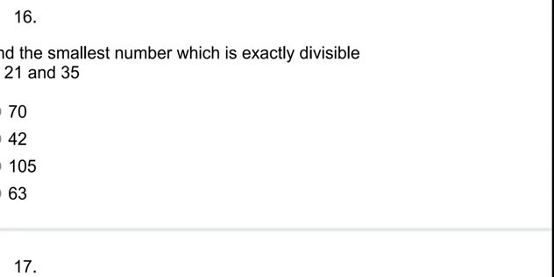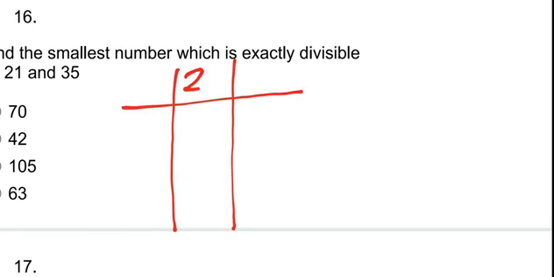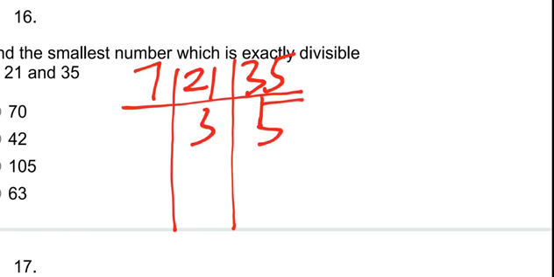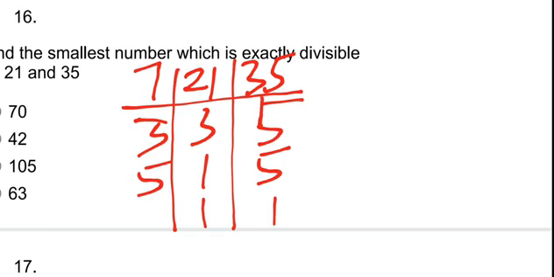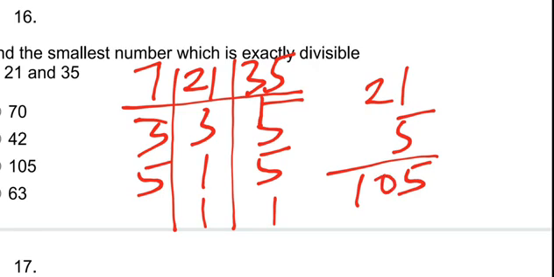Now for 16, find the smallest number which is exactly divisible by 21 and 35. They are indirectly asking you, this is another way of asking, find the LCM of this number and this number. So you just find it, 21 and 35. 7 can go, 3, 5. Then 3 can go, 1, 5. Then 5 can go, 1, 1. So 3 times 5 is 15, times 7 is 21, multiplied by 5, that is 105, which is this.